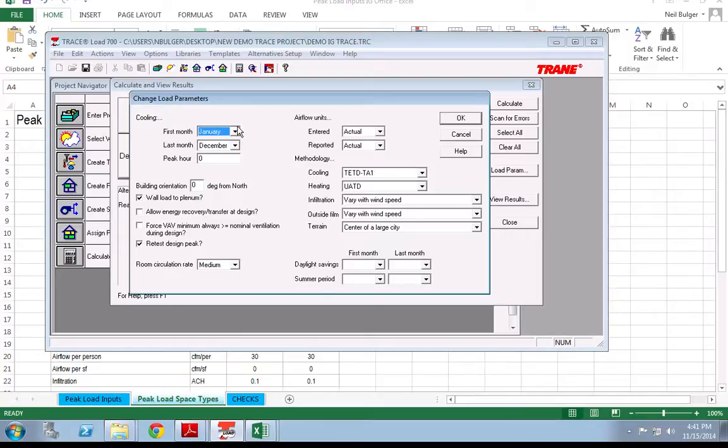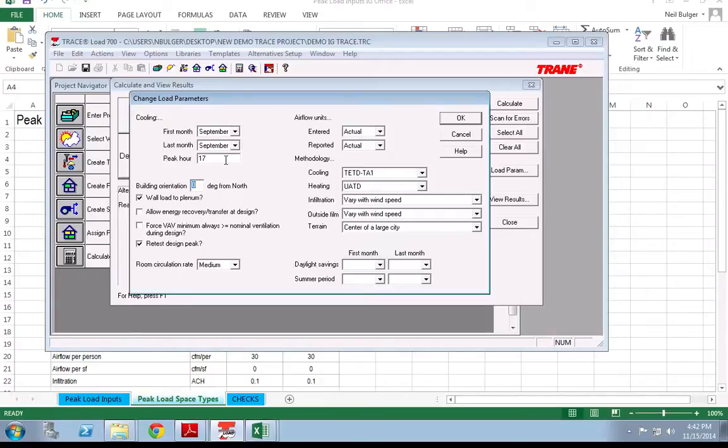We can limit the months that it will actually search for the peak, and right now it has 1 day per month. That's how Trace works, it has one 24-hour period for each month. And we could also limit the exact hour. There are reasons you might do this. For example, if you ran the model once and you knew that the building peaked in September at 5 o'clock, which would be 1700, you could say, actually I only want to run the model at September at 5 o'clock.